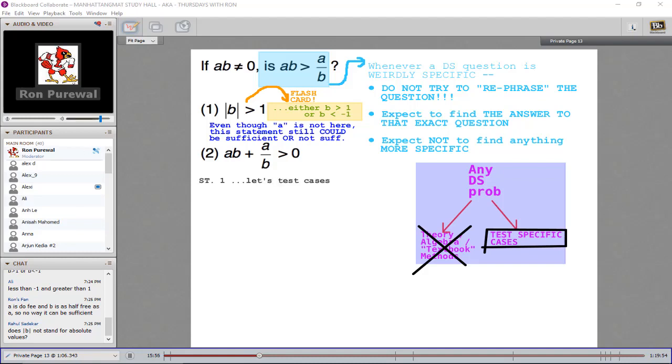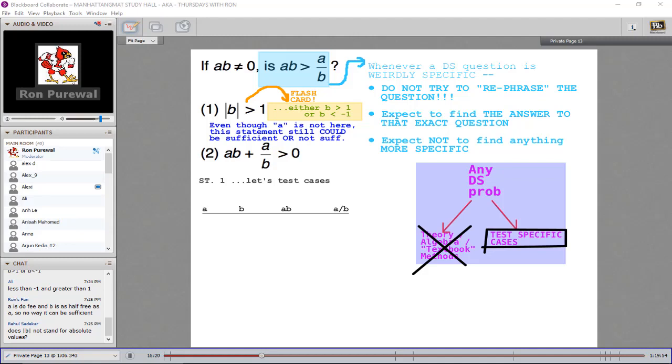So we need to pick B and A. We need to make sure we pick B so that it's in those ranges. And then we need to find AB, and then we need to find A over B. And then we want to try for both possible cases of that statement. Right? And then you should write down conditions on these things too.